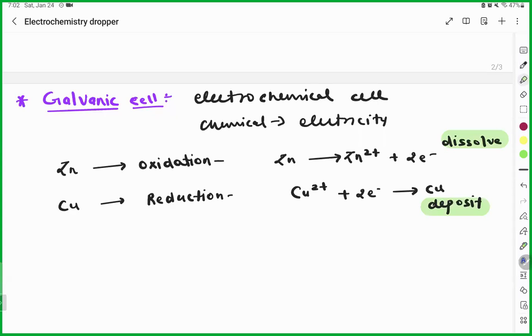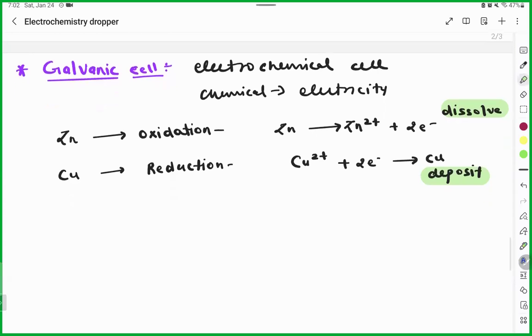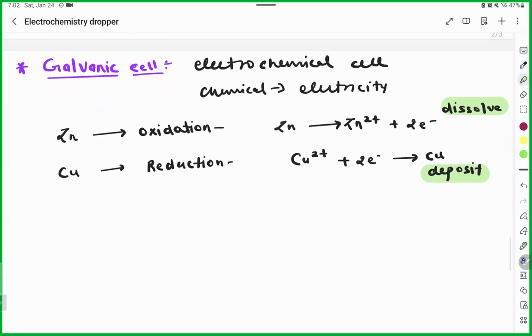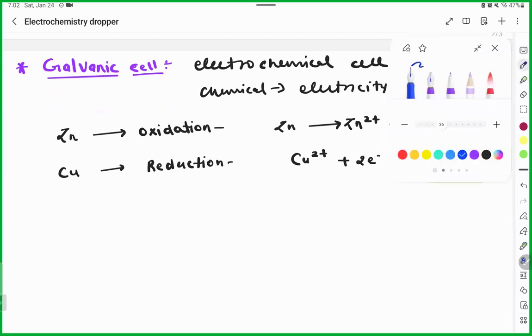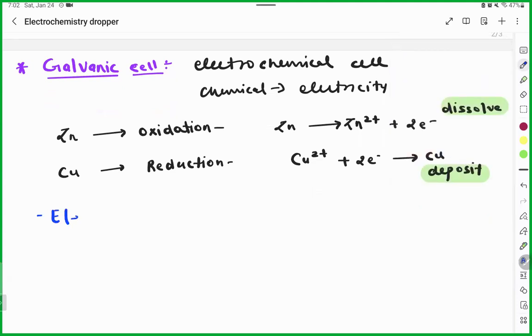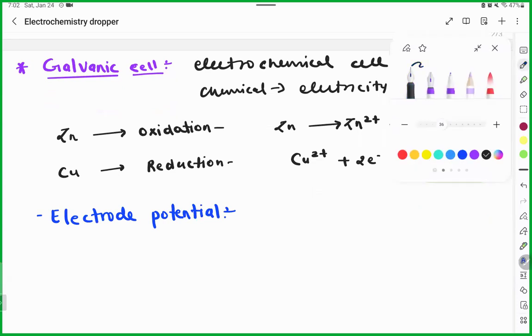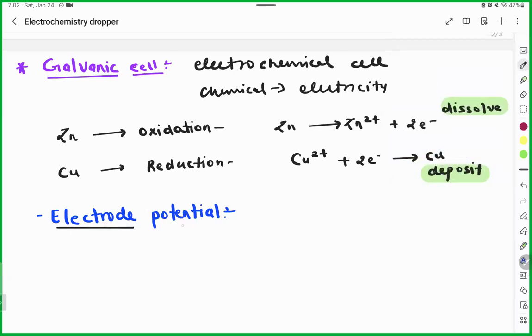There is the electrode potential. Electrode potential is crucial to understand how the cell works. Chandana, when you understand electrode potential, tell me, what do you mean by electrode potential? Sir, can you repeat the question? What do you mean by electrode potential?